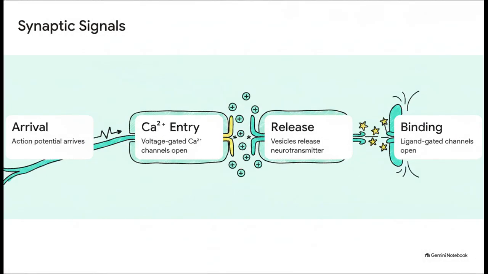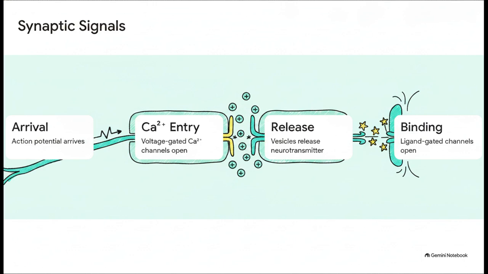So what happens when that electrical signal actually reaches the end of the nerve? Well, this is where synaptic signaling takes over, and it's a beautifully elegant micro-narrative of biology. The electrical action potential arrives, which triggers voltage-gated calcium channels to open. Calcium rushes in, and that influx forces tiny vesicles to fuse with the membrane and dump chemical neurotransmitters right into the gap between cells.